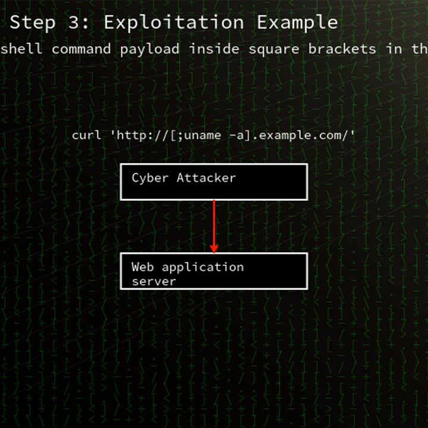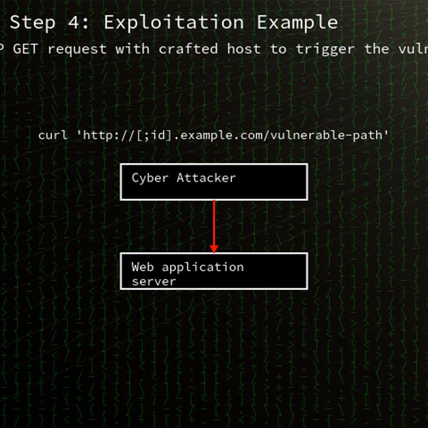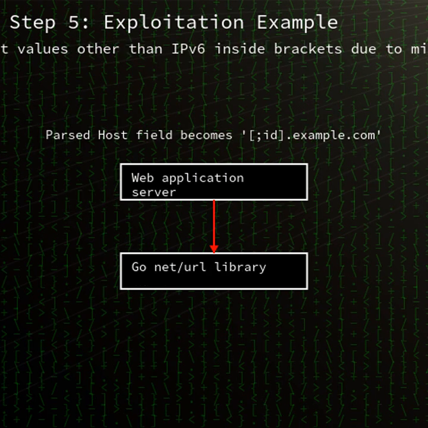CWE-1286: improper validation of syntactic correctness of input. The net/url Parse function fails to enforce RFC 3986's rule that only IPv6 addresses are allowed within square brackets. Instead, it accepts IPv4 addresses or host names in brackets, creating opportunities for unexpected behavior and potentially remote code execution in client or server code.